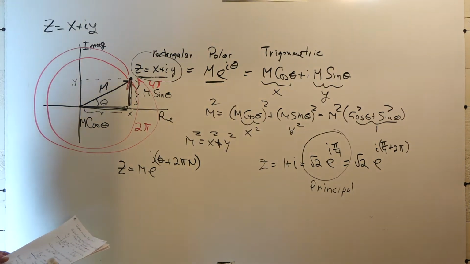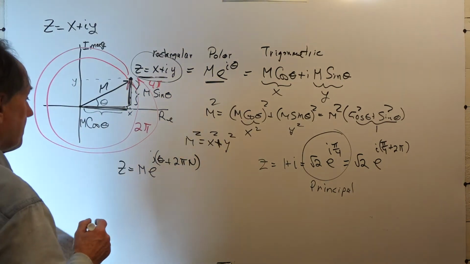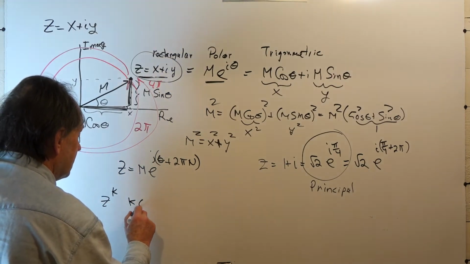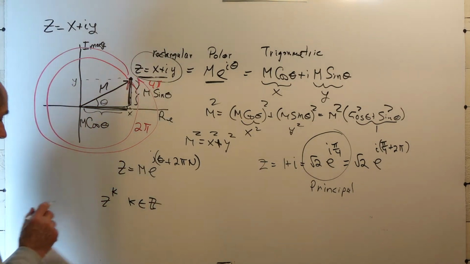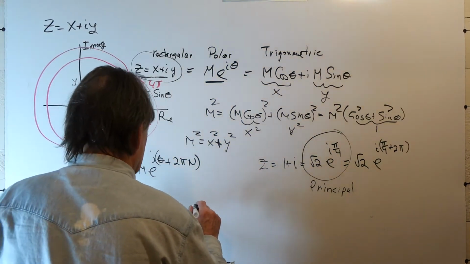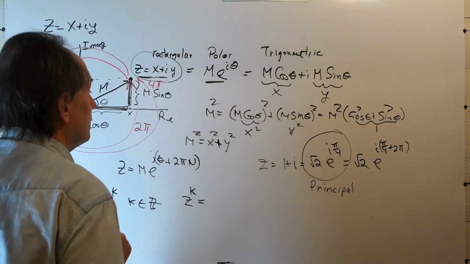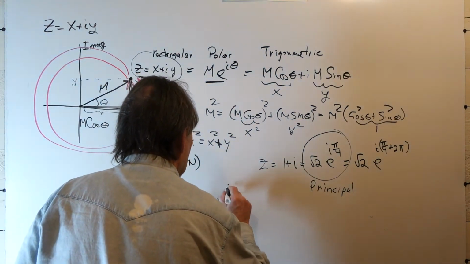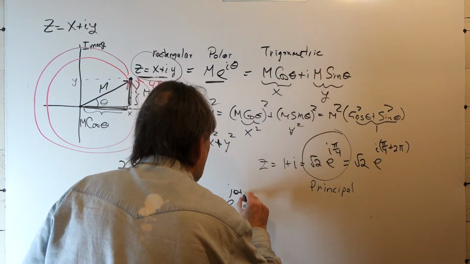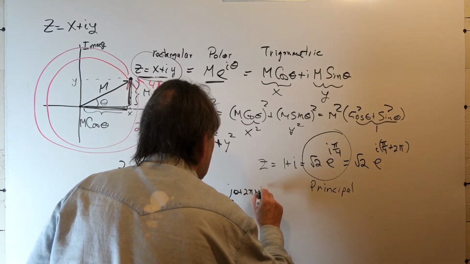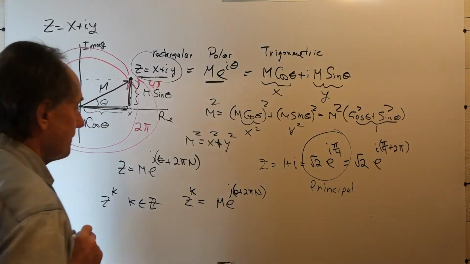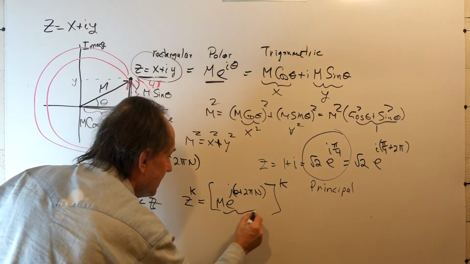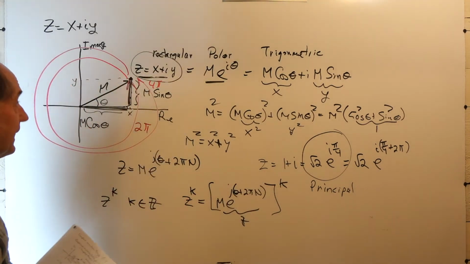Now, if we raise z to an integer power, say we have z raised to the k, where k is an element of the integers, we can represent this as z to the k. What we do is we put z in polar form. So we have m e to the j theta plus 2 pi n, where n is an integer, and we raise that to the k power. This is our z. We're raising z to the k power there.